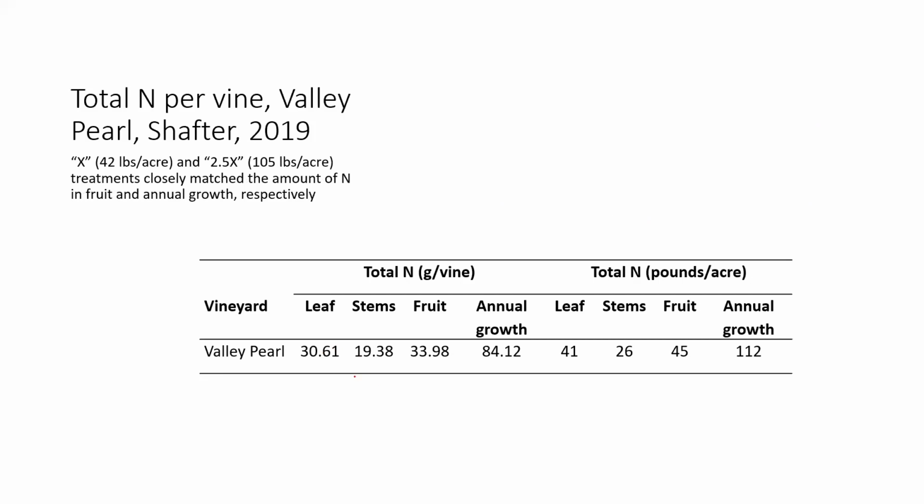Here's a nitrogen budget for a vineyard we were working in, Valley Pearl Vineyard in Shafter. The total N grams per vine in leaves, stems, and fruits, and the equivalent total N in pounds per acre in these same organs, leaves, stems, and fruit, and the annual growth. And we estimated that about 40% of the N would be in the fruit in this vineyard, and we were very close.